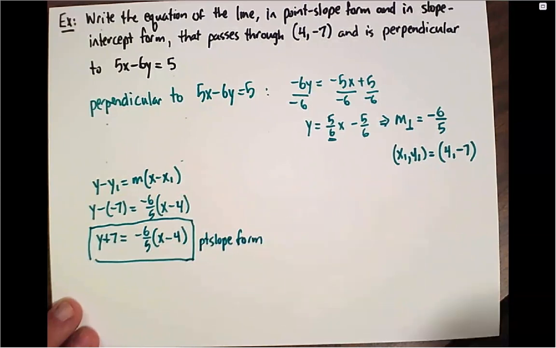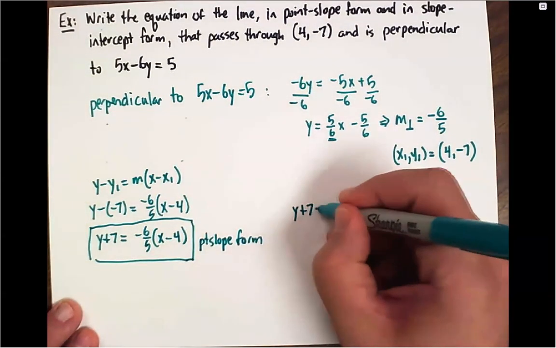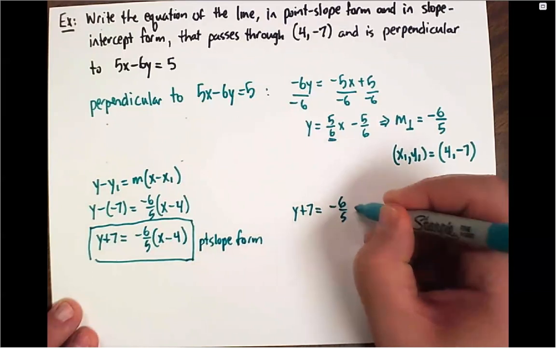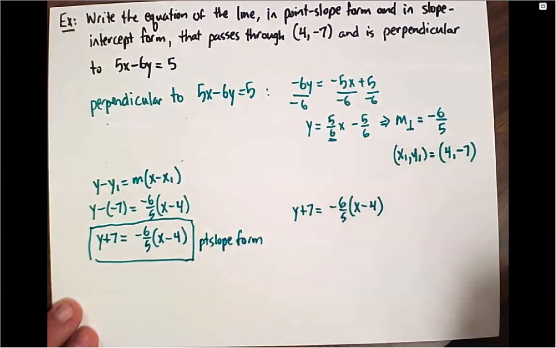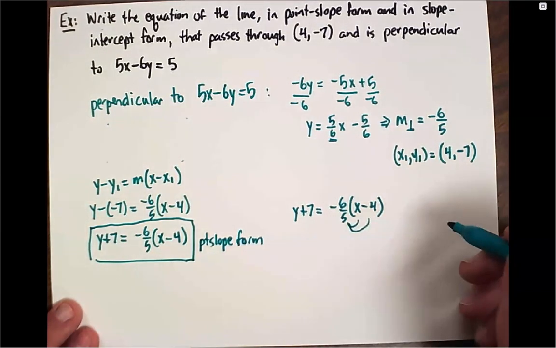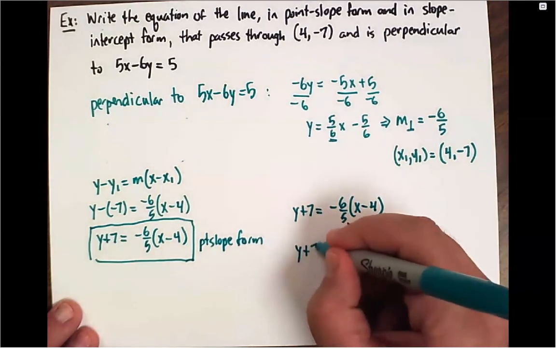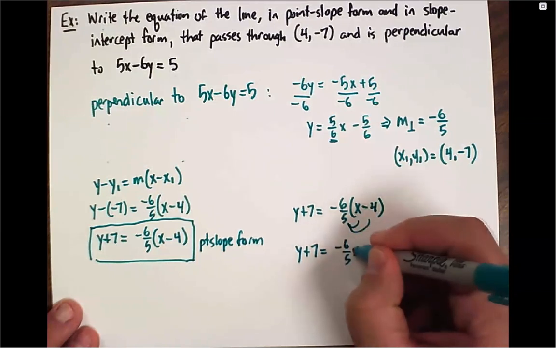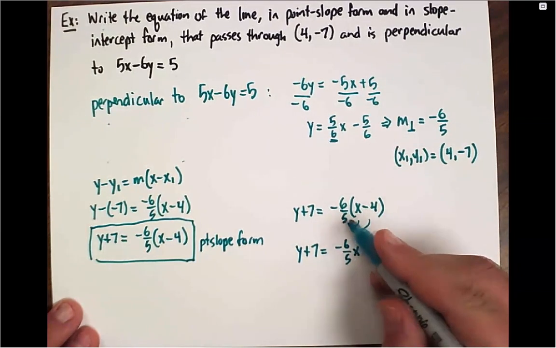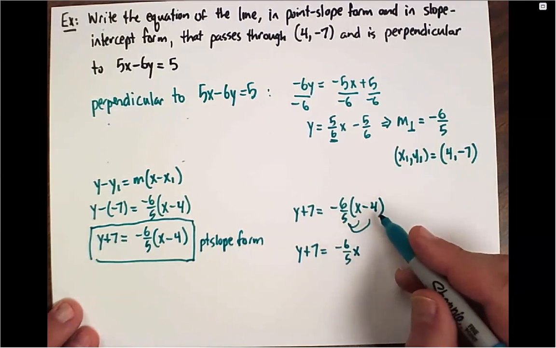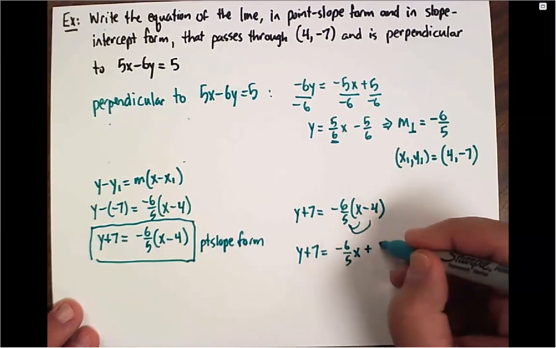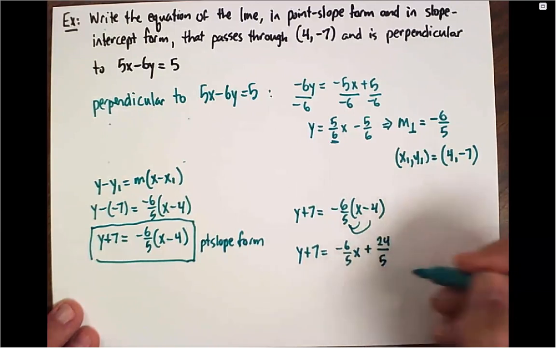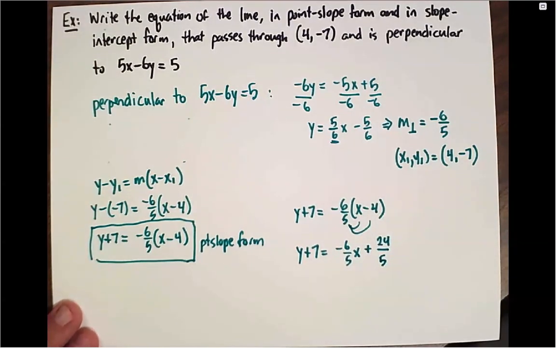And then to get slope intercept, I'm going to take y plus 7 equals negative 6/5 times x minus 4. And I'm going to get the y by itself on the left-hand side. So first I need to distribute the negative 6/5. So negative 6/5 times x is negative 6/5 x. Negative 6 over 5 times negative 4 over 1 is positive 24 over 5.